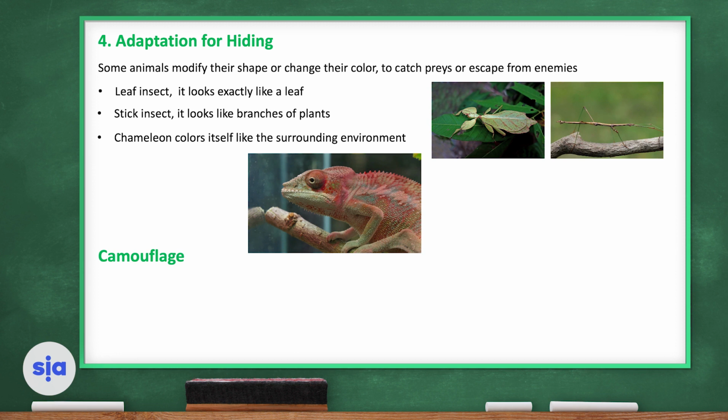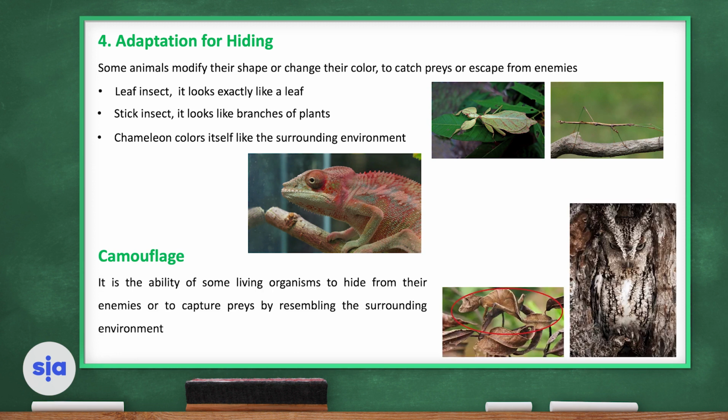Do you know about camouflage? Camouflage is the ability of some living organisms to hide from their enemies or to capture prey by resembling the surrounding environment. Look at this picture. Can you see the owl? It's hidden within the environment. So when the animal is resembling the surrounding environment, this is called camouflage.